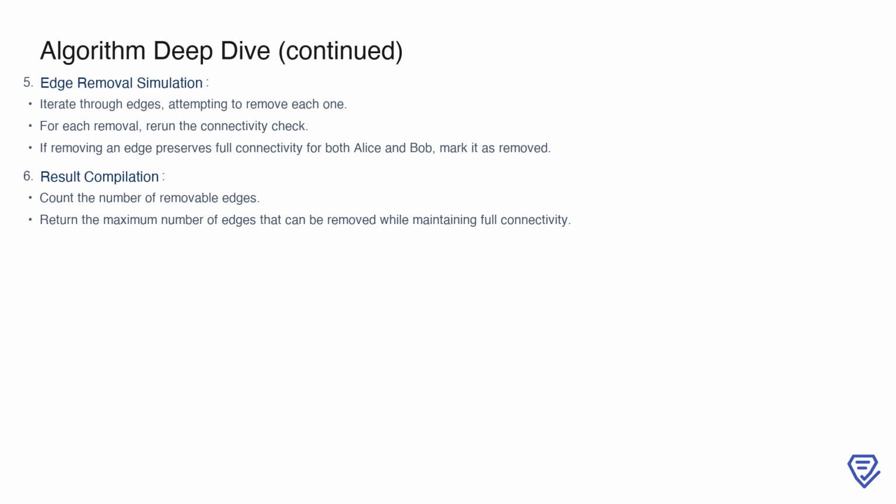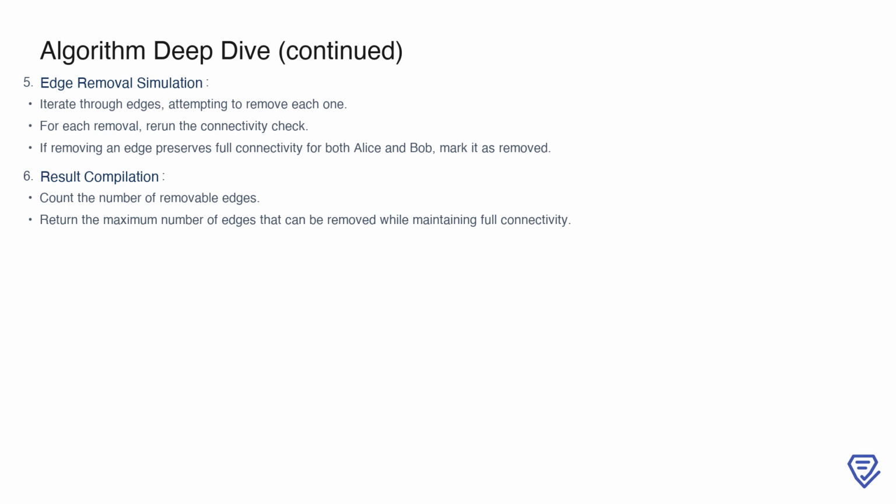The next part of the algorithm involves simulating edge removal. We iterate through the edges and, for each edge, attempt to remove it. After removing an edge, we rerun the connectivity check for both Alice and Bob. If connectivity is preserved for both users, the edge is marked as removable. The goal here is to identify as many removable edges as possible without compromising the graph's full traversability.